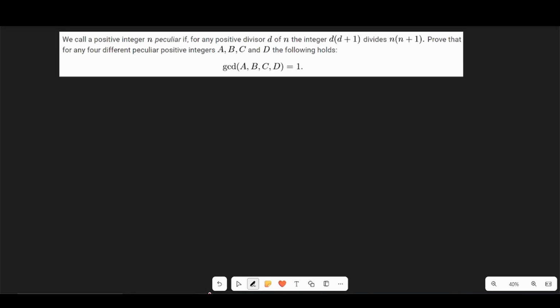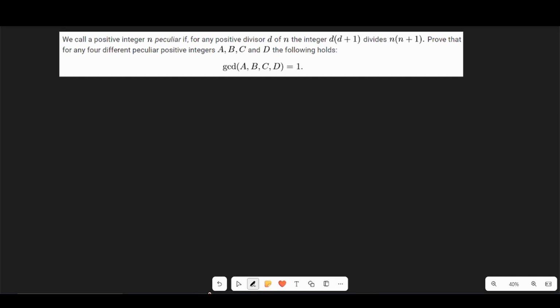That problem was from the number theory section. In this problem, we are calling a number n peculiar if for every positive divisor d of n, d times d plus 1 divides n times n plus 1. And we wanted to show that if we take any four different peculiar numbers, their GCD would be 1.